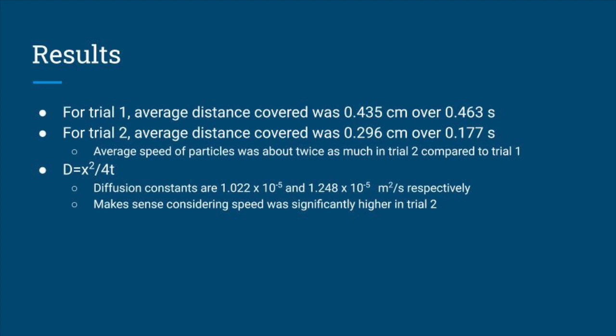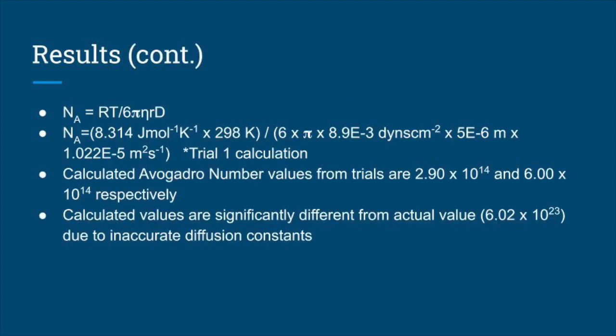Now, we used the diffusion constant formula to calculate the diffusion constants, and the speed was significantly higher in trial 2 than trial 1, so it makes sense that trial 2's diffusion constant is higher than trial 1's. And Avogadro's number can be found with the gas constant times the temperature over 6 times pi times viscosity times the radius times the diffusion constant. And we calculated Avogadro's number using the diffusion constants that we had.